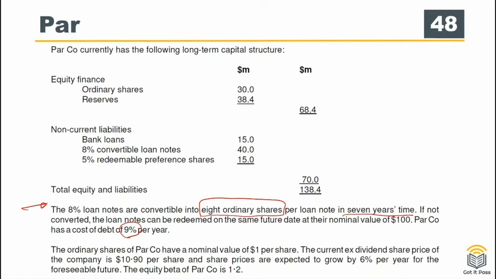The ordinary shares of Par company have a nominal value of $1 per share. The current ex-dividend share price of the company is $10.90 per share. And share prices are expected to grow 6% per annum for the foreseeable future. The equity beta for this company is 1.2.